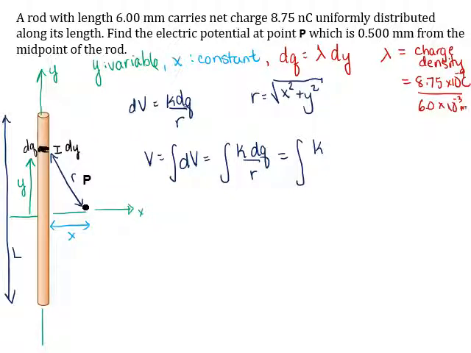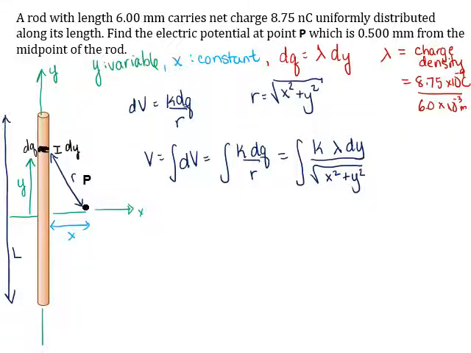I'm not going to find that number right at this moment, but that's a value we're going to use in a little bit. Okay, let's keep going with our potential. So the net potential is the integral of k times dq, which is lambda times dy, divided by r, which is the square root of x squared plus y squared.